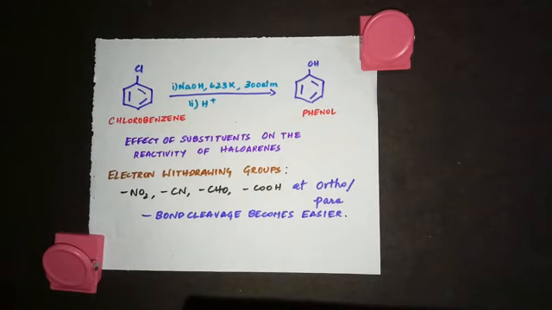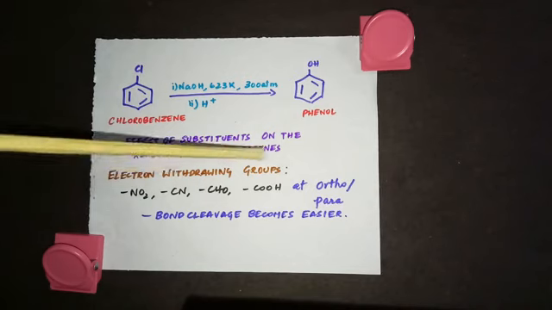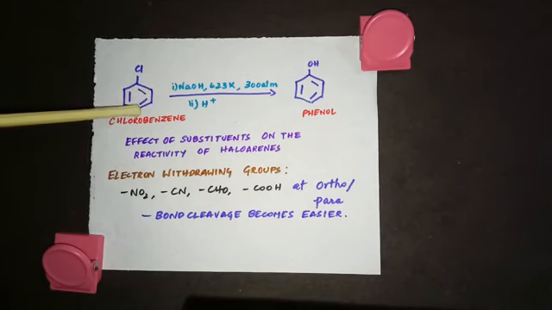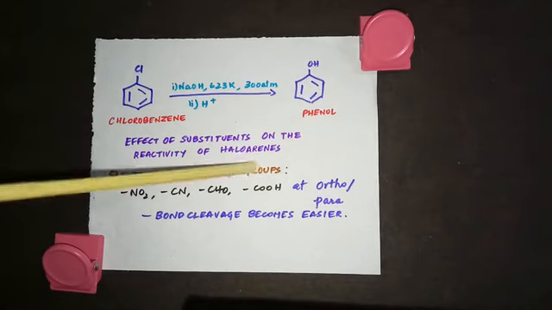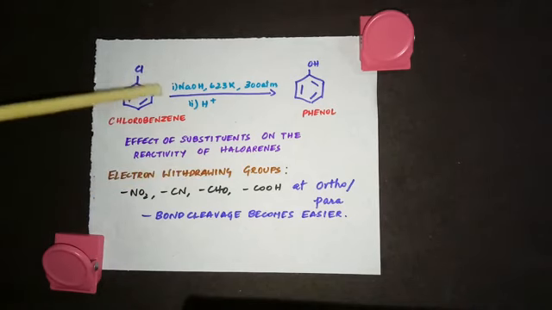Next we are going to see if we have any substituents here. So this is chlorobenzene, this is the ortho position, meta position and para position. If we have any substituents in this chlorobenzene, will they have any effect on the nucleophilic substitution reaction? And yes, they will have an effect. If you have electron withdrawing groups in ortho or para position, they will enhance the reactivity of this chlorobenzene towards nucleophilic substitution reaction. When we say electron withdrawing groups, they withdraw the electron density from the benzene ring.